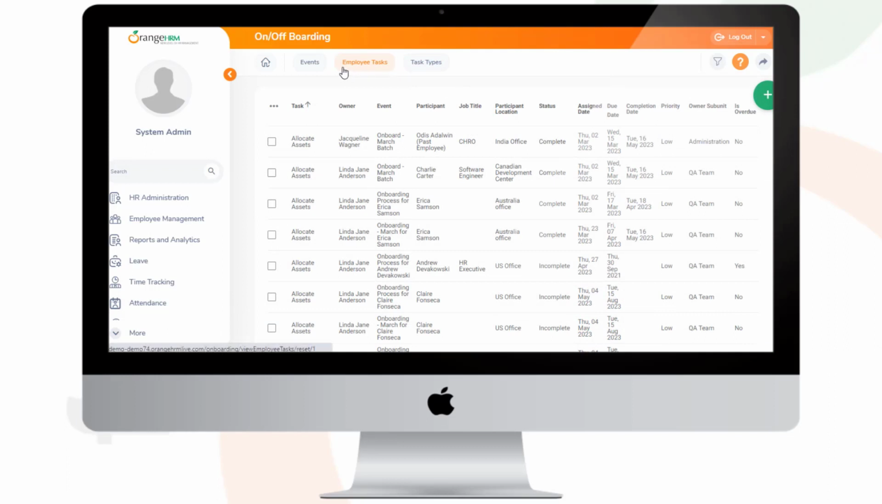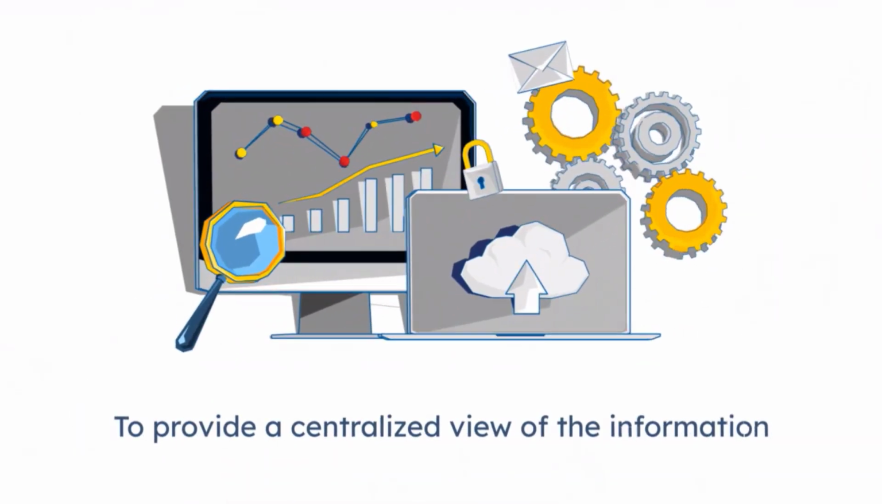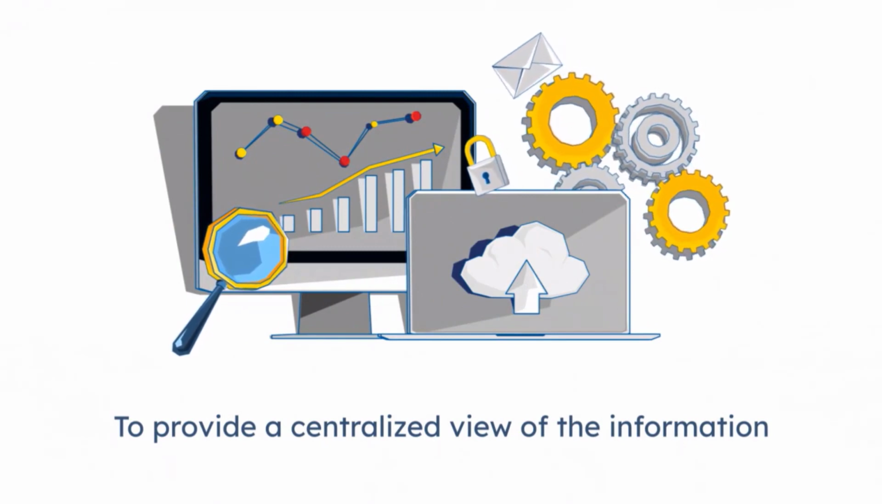Within the Employee Tasks screen in Orange HRM, there are now 2 additional columns that display the assigned date and completion date of tasks, providing a centralized view of this information.